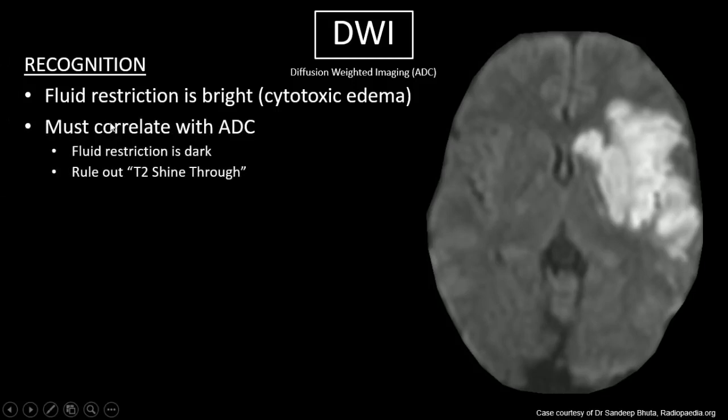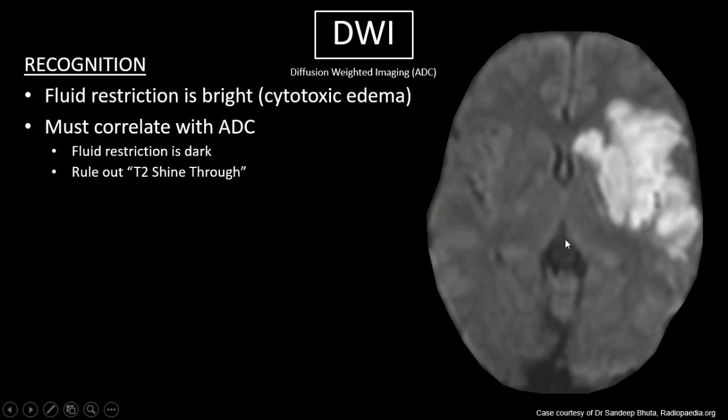Very important, you must correlate these findings with ADC, and ADC stands for apparent diffusion coefficient. And the way I like to think about DWI images is as if they were a stack of pancakes. It's multiple images layered on top of each other to give you one image. So one of the images is ADC, which I like to think of as just the raw data. And then there's also a T2 image pancaked on top of it to give you some anatomic detail.